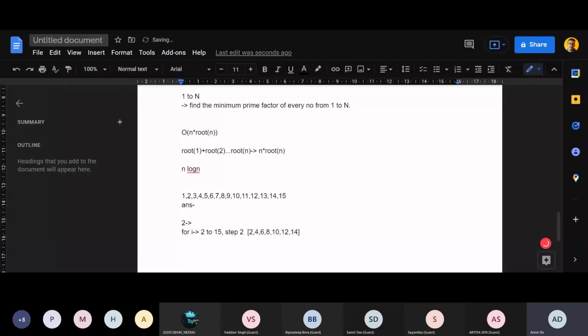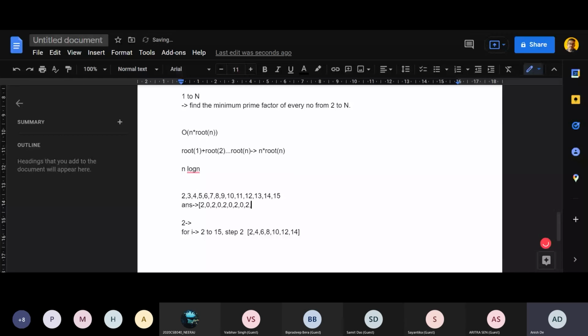1 doesn't have a prime factor, so let's skip it. So from 2 to n. For 2 we will keep 2. For 3 we haven't found anything, so for the time being let it be 0. For 4 the smallest prime factor is again 2. For 5 we haven't found out. For 6 it's 2. For 7 we haven't found out. For 8 it's 2. For 9 we don't know. For 10 it's again 2.